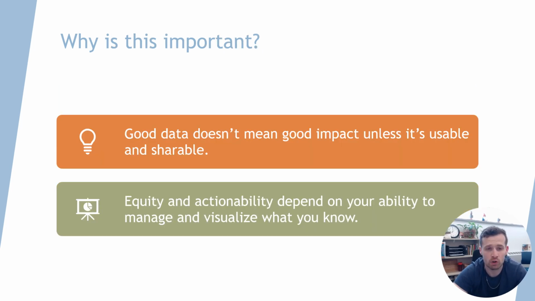So why is this so important? Well, good data doesn't mean good impact unless it's usable and shareable. So it's really important for you to know how to take the data you are able to get access to and then share it with people so they can use it. And then equity and actionability really depend on your ability to manage and visualize what you know. So you might be able to interpret a statistical spreadsheet, for example, but most people may not be able to. So how do you take that data and make it something people can use and understand?